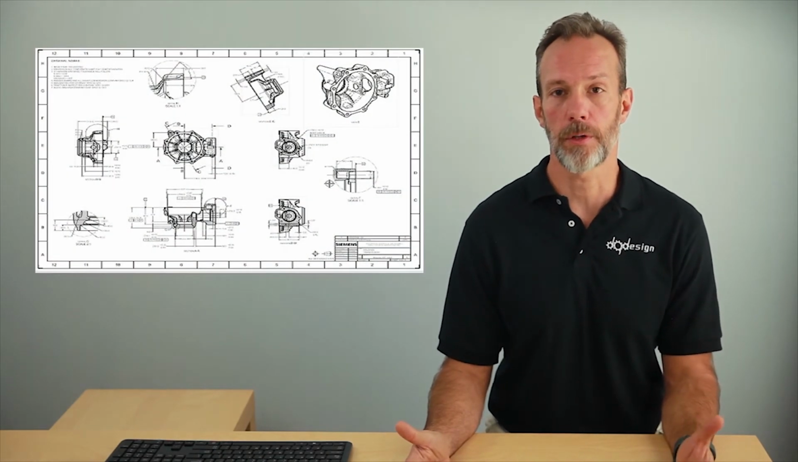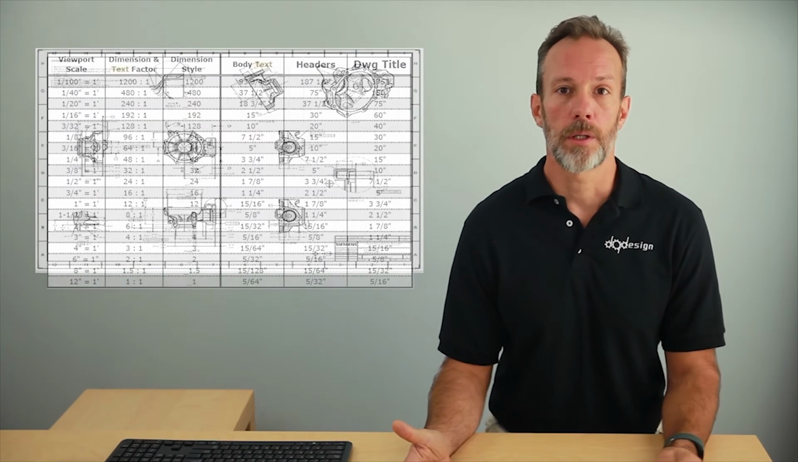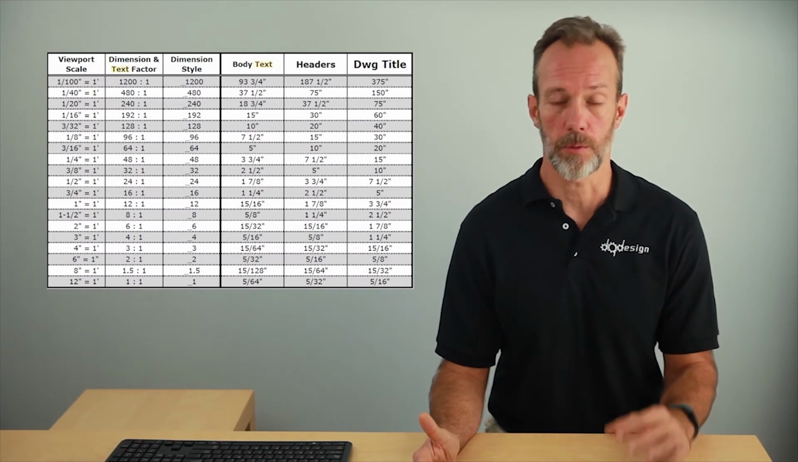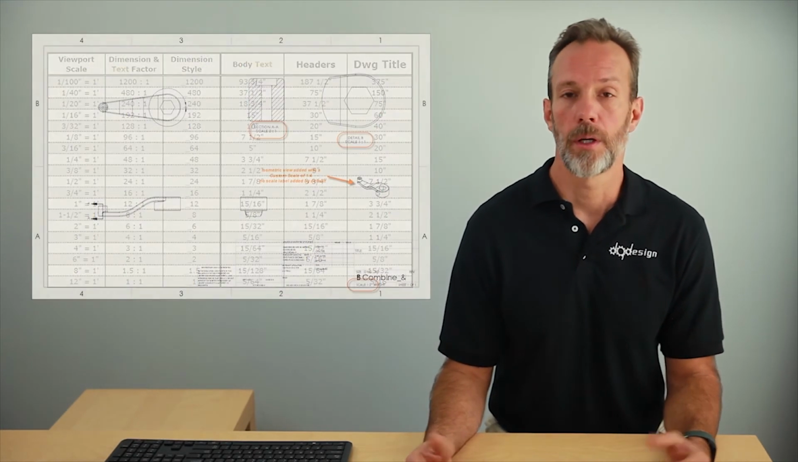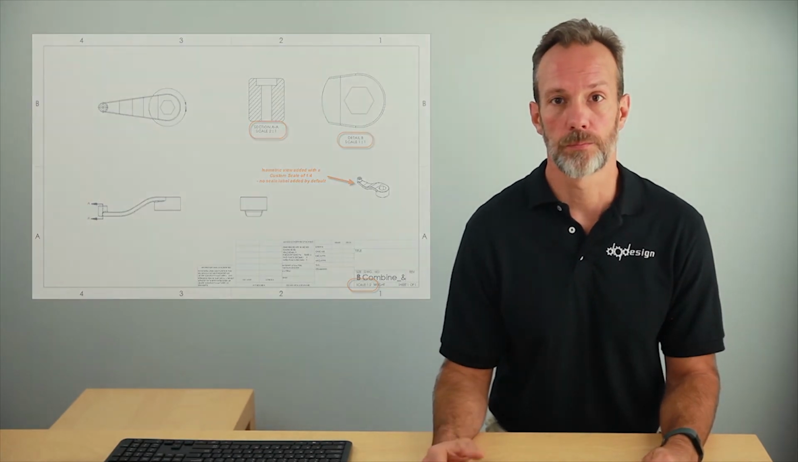Another issue is view, section, and detail scales that differ from the primary detail on the same or subsequent sheet. It can be confusing to divide the detail scale by the format scale in relation to the primary scale. And again, this is solved in most CAD programs, but it's still a common problem.